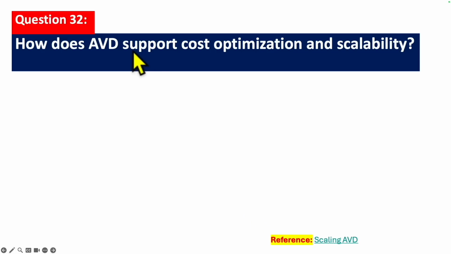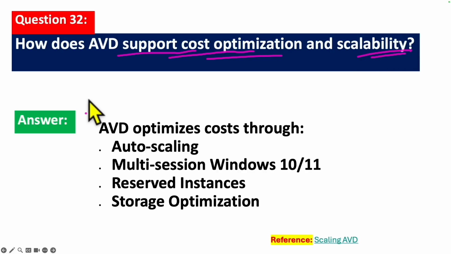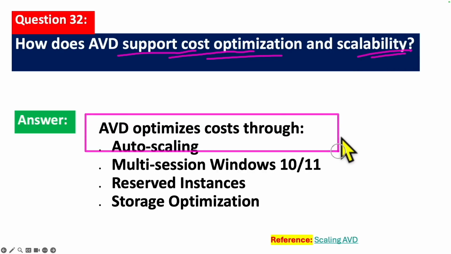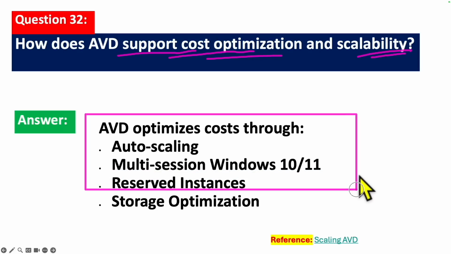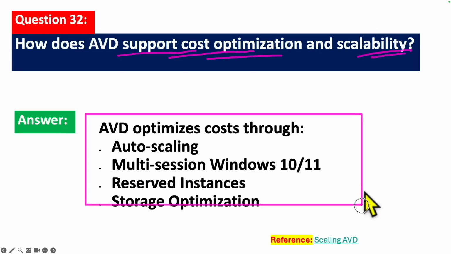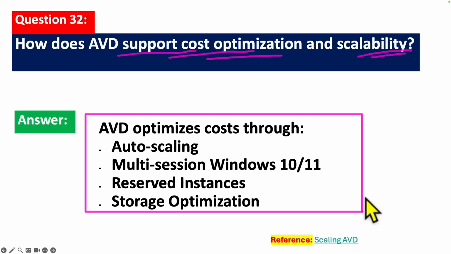Let's look at question number 32. How does AVD support cost optimization and scalability? Let's populate the short answer. AVD can optimize the cost through auto scaling. We talked about it: automatically turning off idle VMs, or providing multi-session on Windows 10 and Windows 11. This reduces the VM count by allowing multiple users on a single VM. Or reserved instances, which can save up to 72% on long-term VM commitments, and storage optimization by providing FSLogix with Azure Files. This minimizes the storage cost as well.